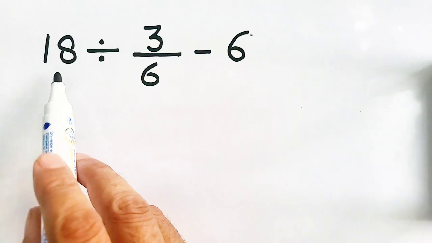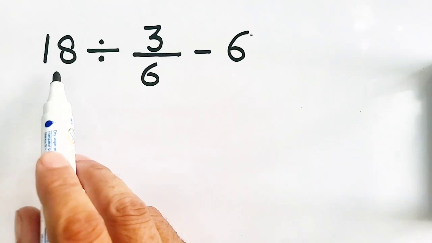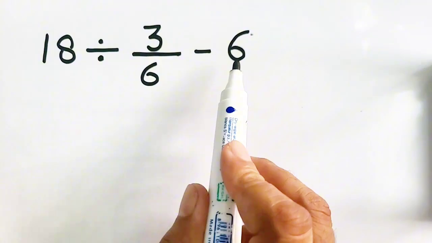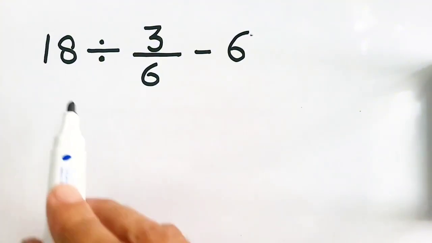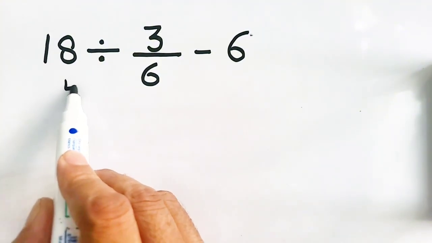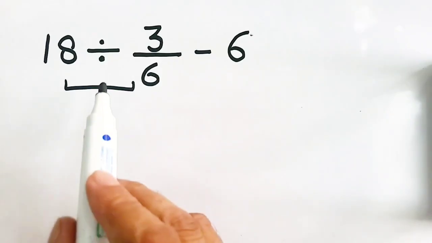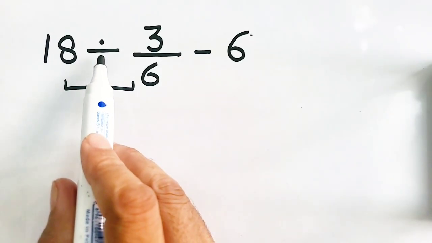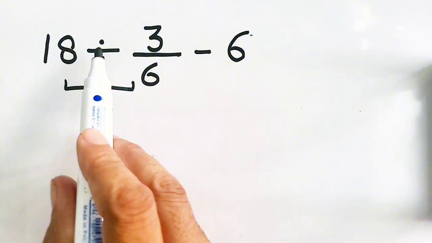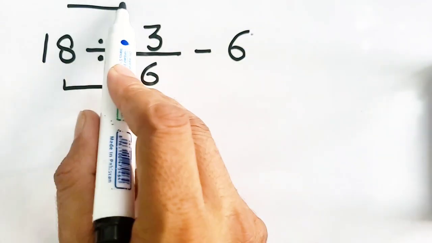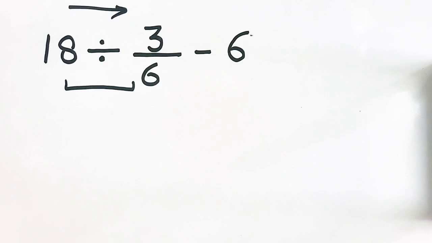I am here with a new mathematical problem: 18 divided by 3 by 6 minus 6. First of all, we will solve this one because PEMDAS says that division will be solved first if it is at the left side. We have to move from left to right.